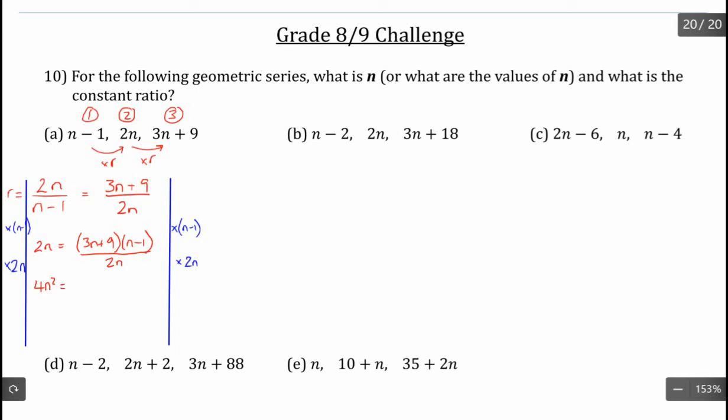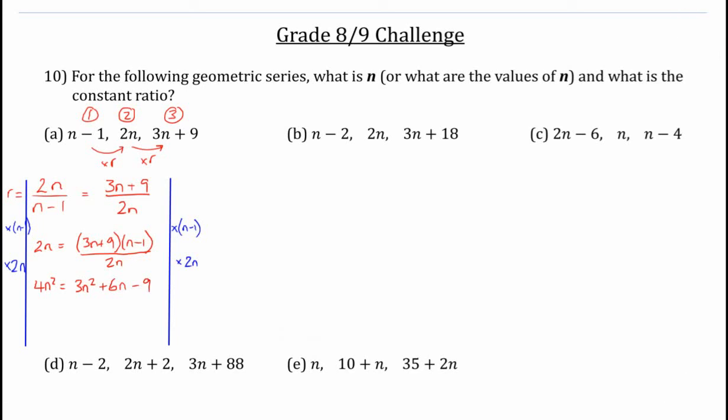And if I expand the brackets on the right now, that's left, I get 3n squared. The outer ones will give me minus 3n, the inner ones will give me plus 9n. So overall I'd have plus 6n. And then positive 9 times negative 1 would give me negative 9. So that's a quadratic I've got to solve.